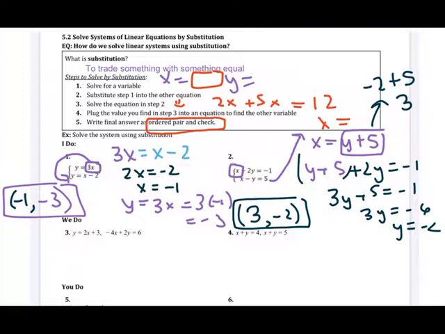Now on number 3, ask yourself the question, is one of these equations already solved for a variable? Do I already have a variable isolated?